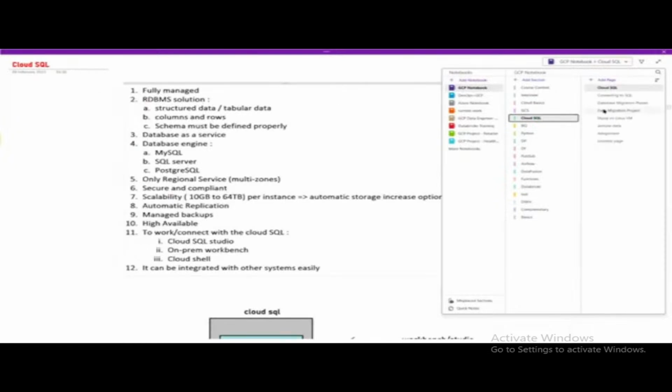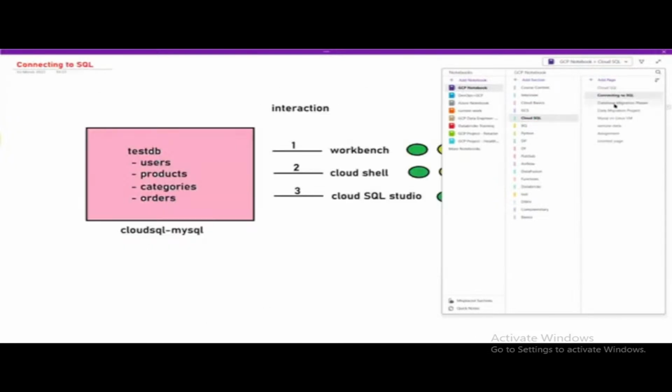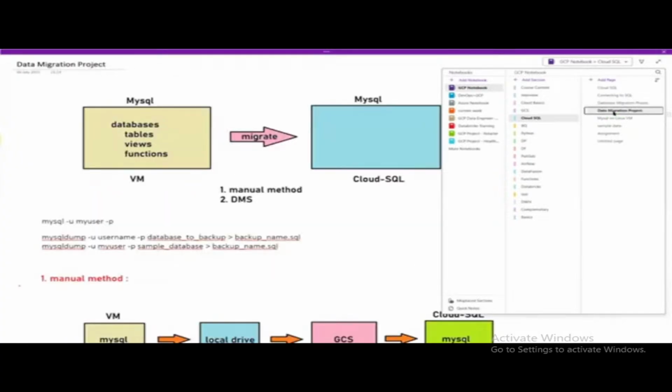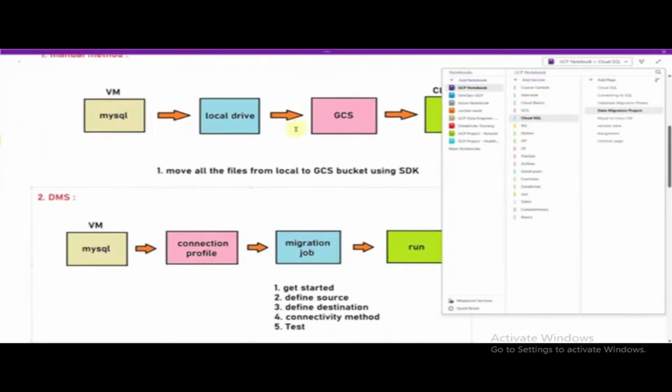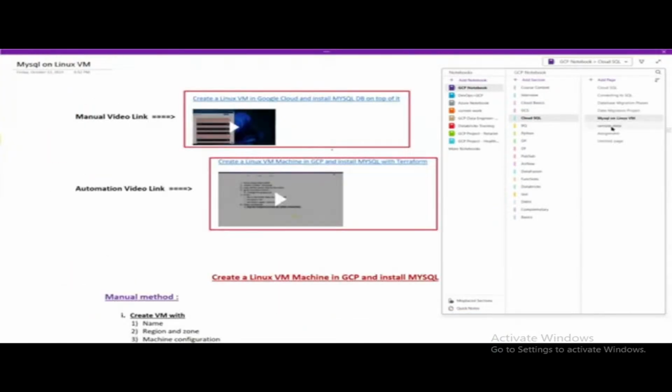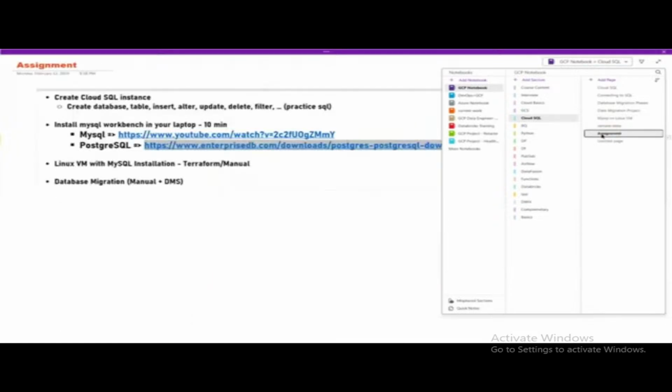Cloud SQL. What is Cloud SQL? Working with Cloud SQL. Database migration project. We are going to cover one database migration project here, everything end to end. Database migration methods: the manual method and the DMS method, the automated method. And this is sample data and an assignment for you guys.